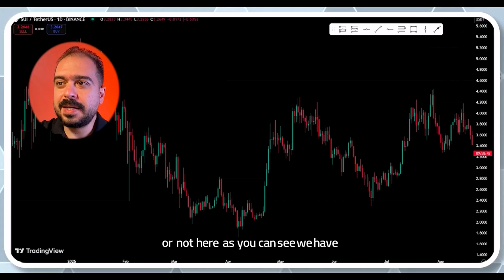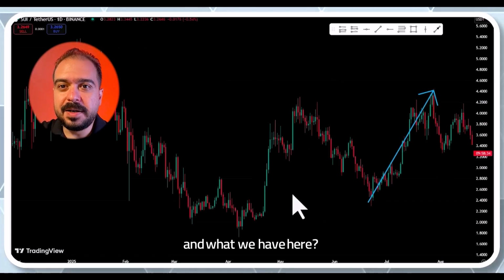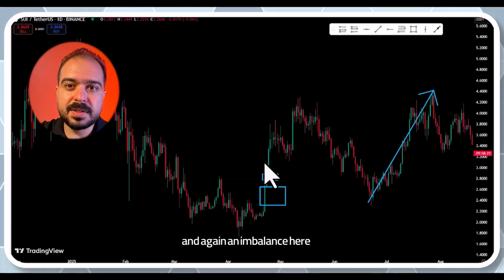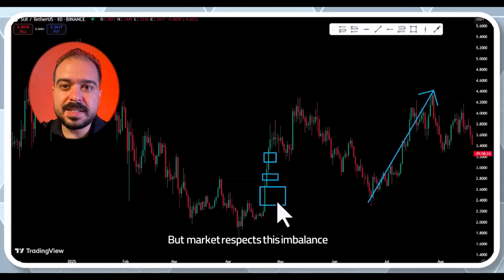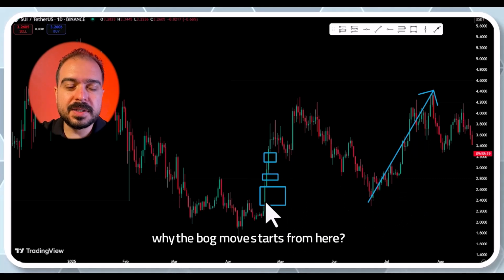Here, as you can see, we have a very big move on the daily time frame. And what we have here, between these three candles, is an imbalance. And again an imbalance here, and again an imbalance here. But the market respected this imbalance more than the two others. Why does the big move start from here?